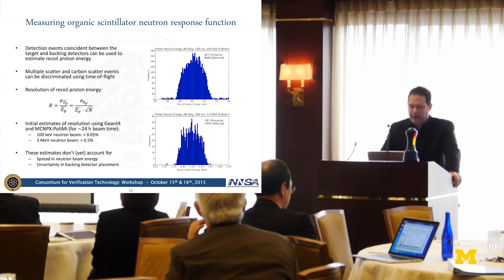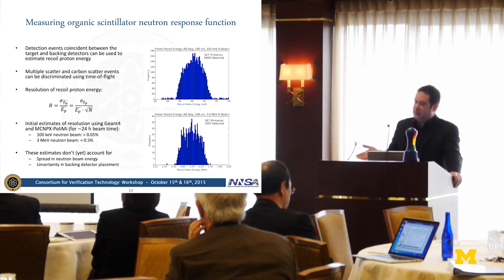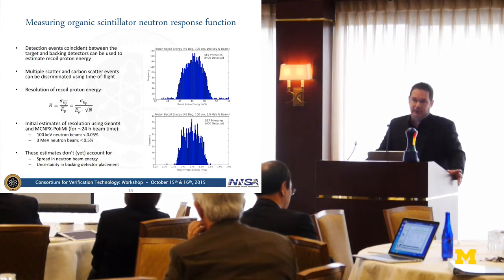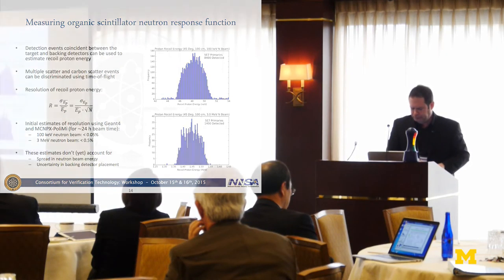So looking at just the 45 degree scatter angle in the lab and two neutron energies, 3 MeV and 100 keV, it looks like we're going to get sub 1% resolution on the mean proton recoil energy. Now, these don't account for the spread in neutron beam energy. However, that is fairly low. The further back the target detector is, the lower it can be. And it doesn't account for the uncertainty in the backing detector placement.